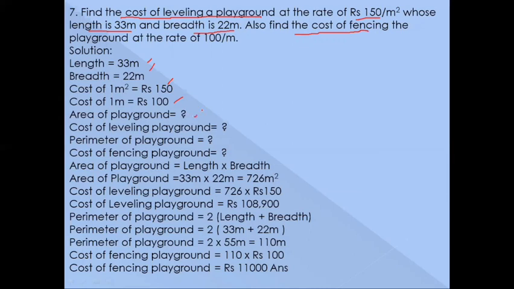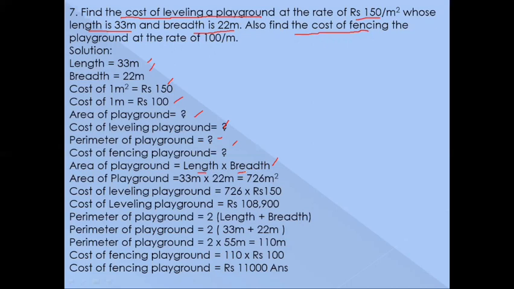The area of the playground, and now the cost, this is what we have to find. We will find the perimeter. First of all we have the area of the rectangle, which is length multiplied by breadth. Very nice.